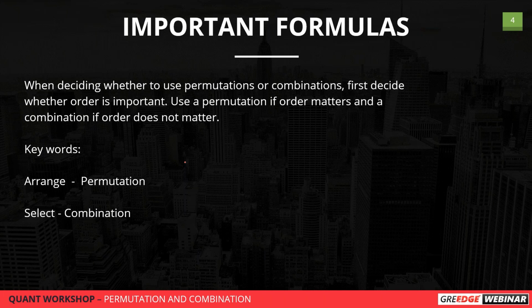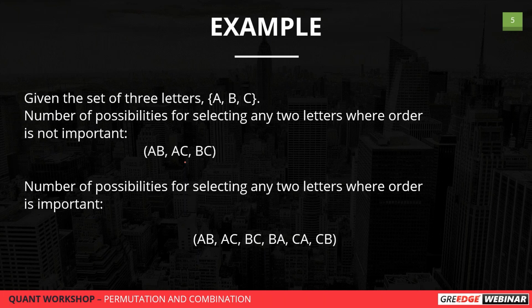Let us go with some examples about arrangement and selection. Let us take 3 letters. I'm checking the possibilities. If the question is about arrangement, how many ways can we choose 2 letters and then arrange them? That can be done in 6 ways: AB, AC, BC, BA, CA, and CB.